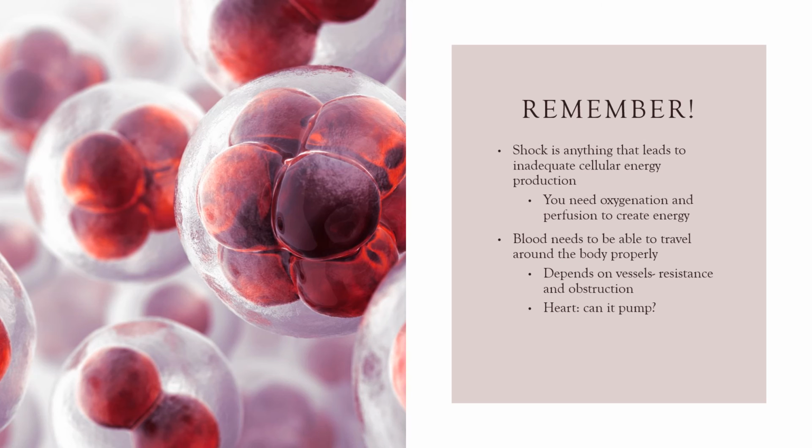So now that we've covered all the different kinds of shock, it's important to remember that shock is anything that leads to an inadequate cellular energy production. You need oxygen and then perfusion of all your organs to help create energy. The blood needs to be able to travel around the body properly, so that depends on the vessels and the resistance within the vessels and if there's any obstructions. And then also the function of the heart. Can it pump properly and move blood forward?